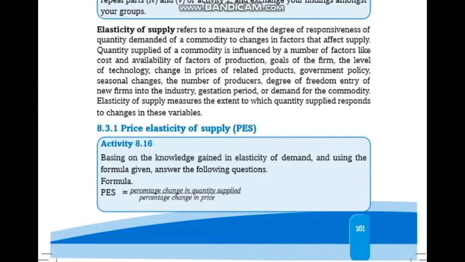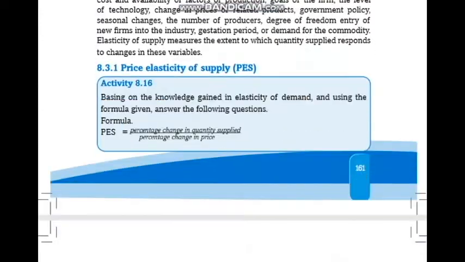Quantity supplied of a commodity is influenced by a number of factors like cost and availability of factors of production. We have seen those factors: goals of the farm, the level of technology, change in price of related products, government policy, seasonal changes, the number of producers, degree of freedom of entry and exit of new farms into the industry, gestation period, or demand for the commodity. Elasticity of supply measures the extent to which quantity supplied responds to change in these variables.